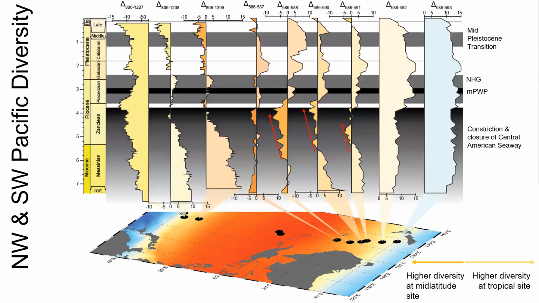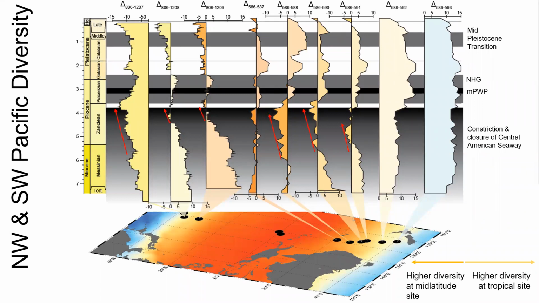We layer the tectonic and major climate events over the diversity gradients. It appears that the constriction and closure of the Central American Seaway is responsible for the peak diversity in the mid-latitudes of the Southwest Pacific during the late Miocene to Pliocene. We also found this to be the case for the Northwest Pacific sites.